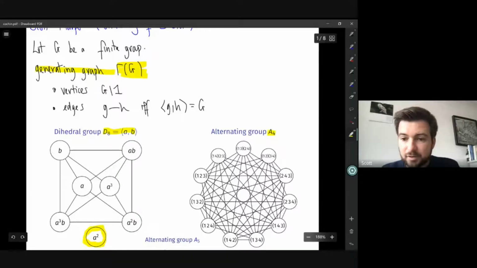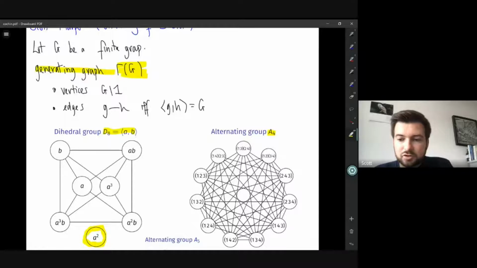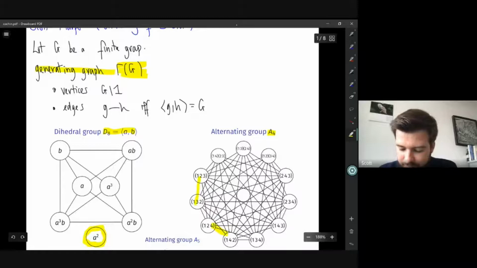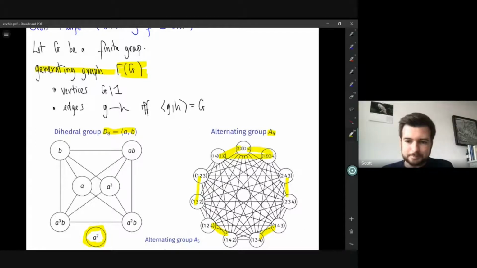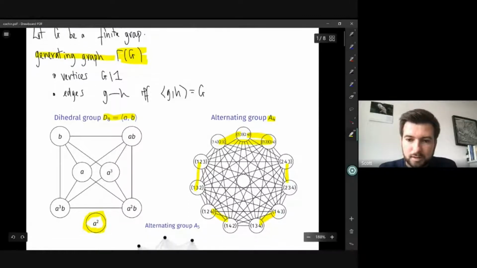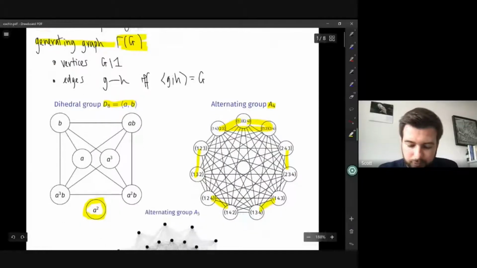Another one is of the alternating group A4. Here you can see that there are numerous edges and the graph is connected. In fact, the only edges that are missing are those corresponding to the proper subgroups, the 4 of them of order 3 and 1 of them of order 4. So in this case, it's very connected. There are lots of edges.